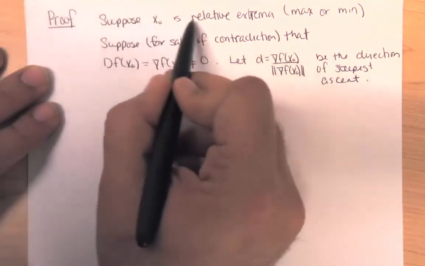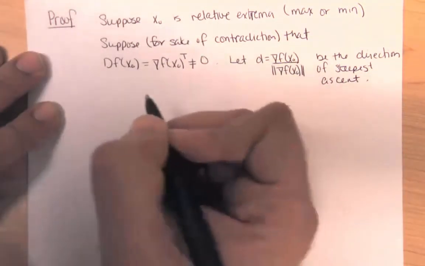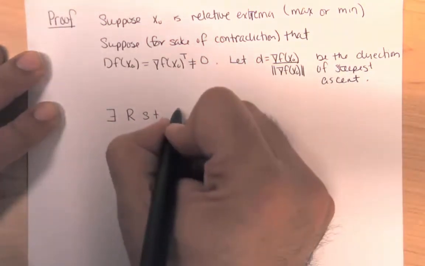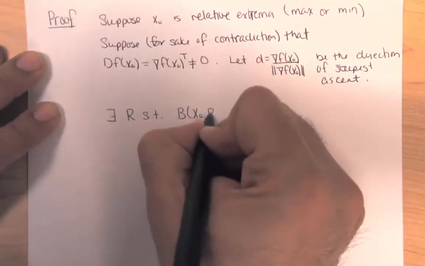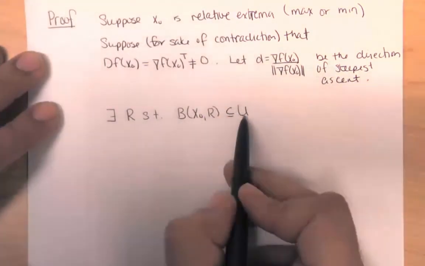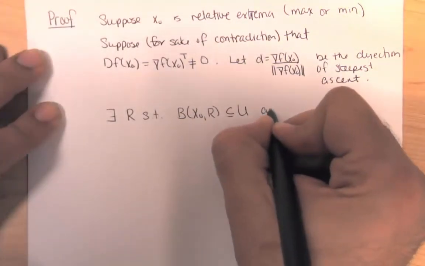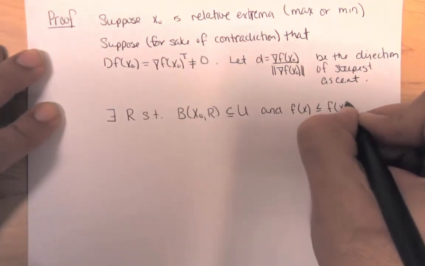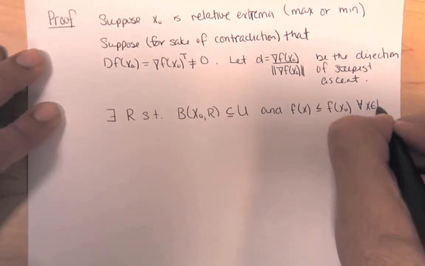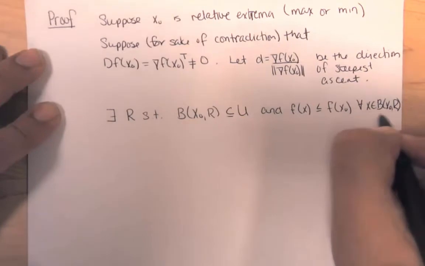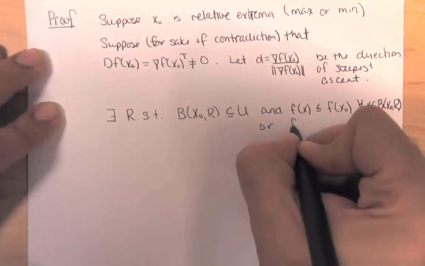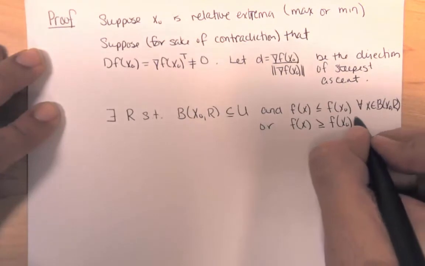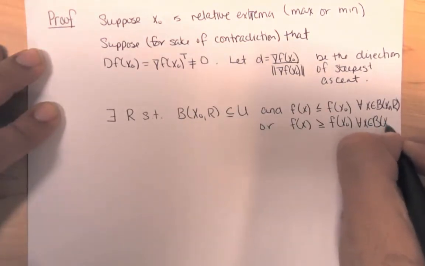Now, since x naught is a relative minimum or maximum, there exists an R such that B of x naught R is contained in U. That's because of the openness of U. And f of x is less than or equal to f of x naught for all x in this ball, or f of x is greater than or equal to f of x naught, again, for all x in this open ball.